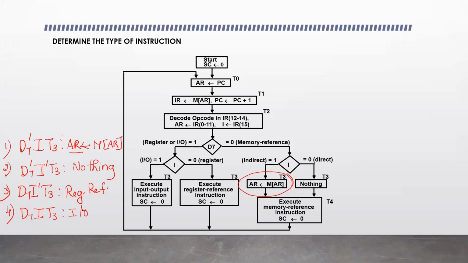Okay, it can be symbolized this way. The 4 paths the instruction takes for its execution are these. The control conditions are these. D7 should be 1 here, so we write D7 I' is 1. D7 I T3 for performing the transfer of memory content to AR. D7 I' T3 for performing no operation in case of direct address, and D7 I' T3 for register reference instructions, and D7 I T3 for IO instructions.